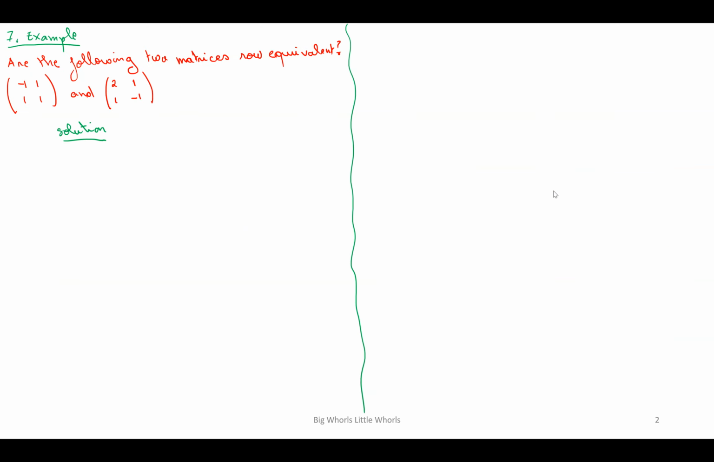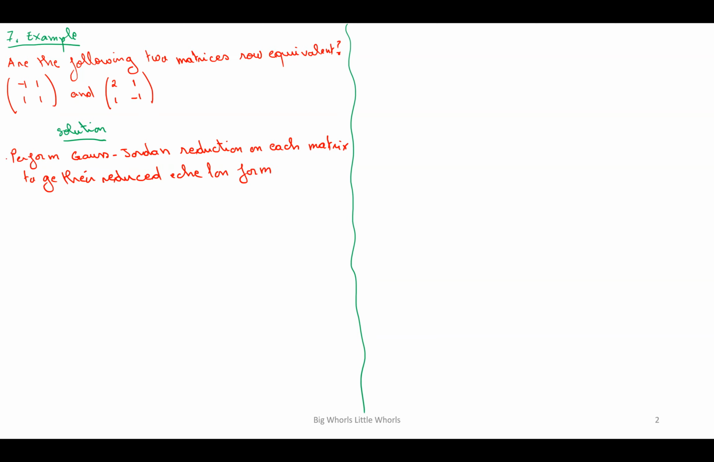Okay, so basically what we are going to do is to perform Gauss-Jordan reduction on each matrix, okay, to get the reduced echelon form. Okay, so that's step number 1.